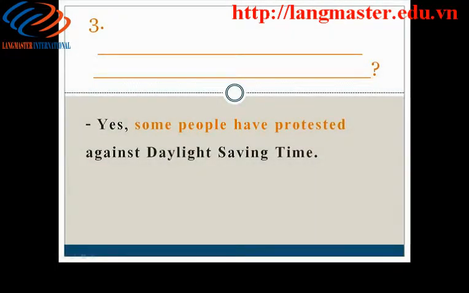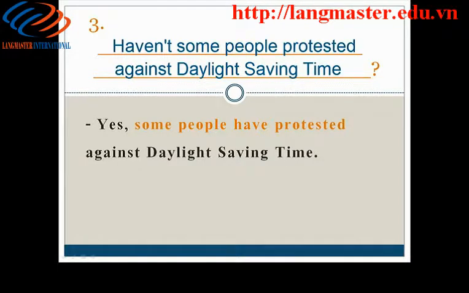3. Again, use the answer and especially those words in orange to help you form the negative question. The question: Haven't some people protested against daylight saving time?